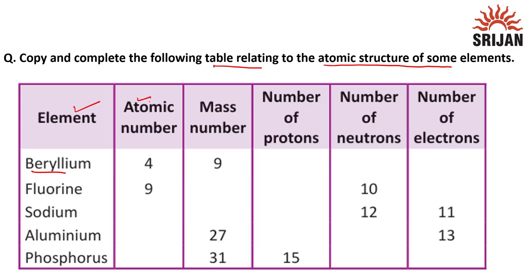Beryllium has atomic number 4, and its mass number is 9. The number of protons will be equal to the atomic number, that's why it has 4 protons. Talking about the number of neutrons, we know that number of neutrons is equal to mass number minus the number of protons. That comes out to be 5. That means beryllium has 5 neutrons.